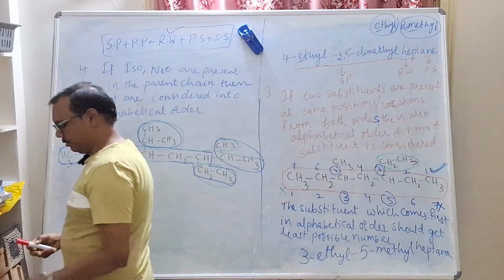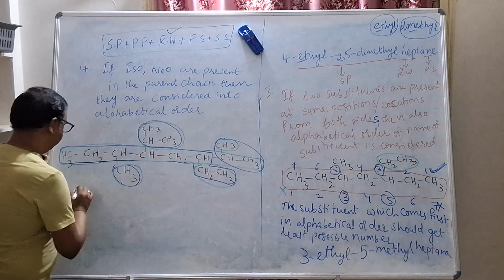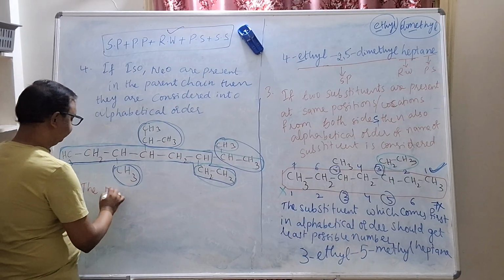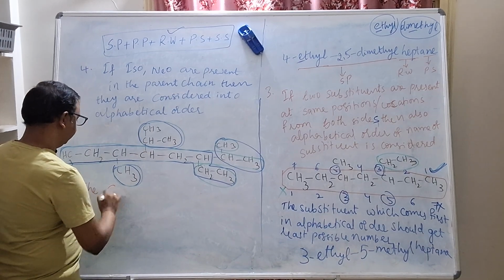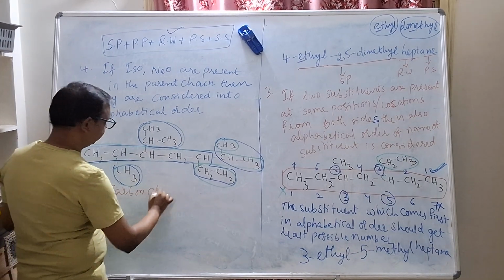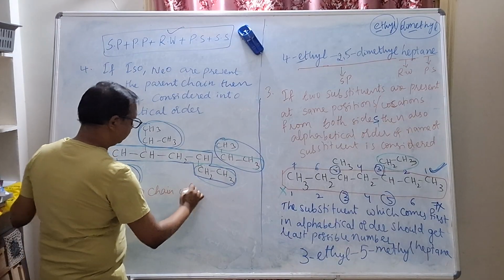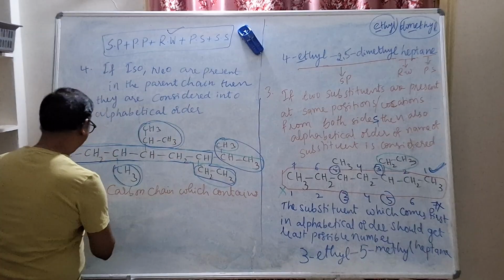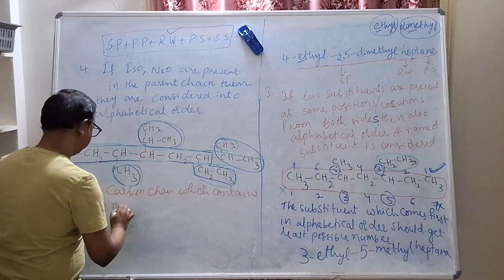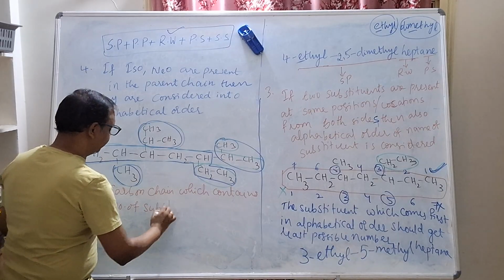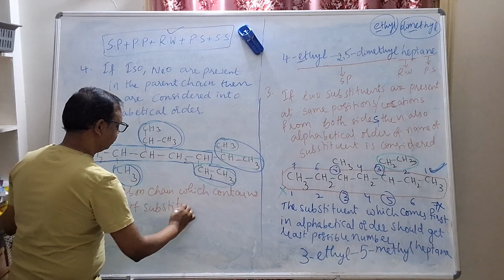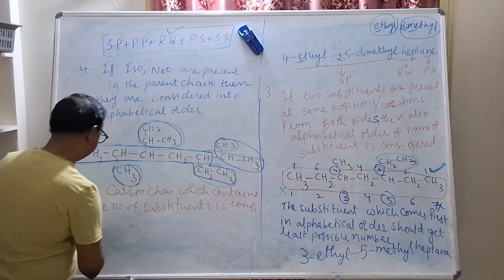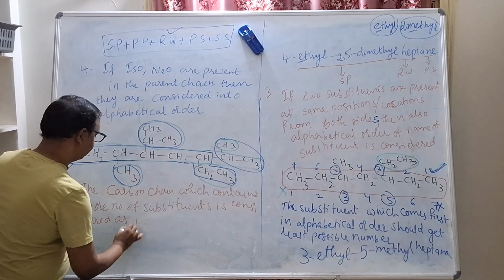I am writing here, all of you see that. The important point here: the parent chain, the carbon chain which contains more number of substituents is considered as the parent chain.